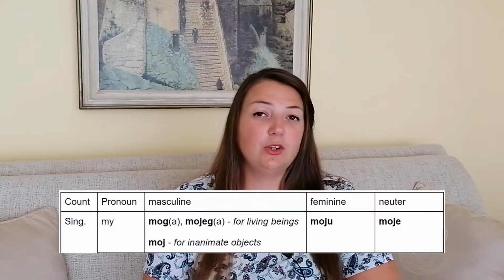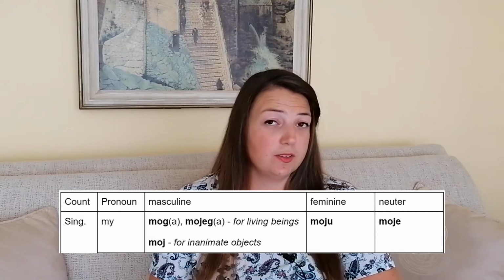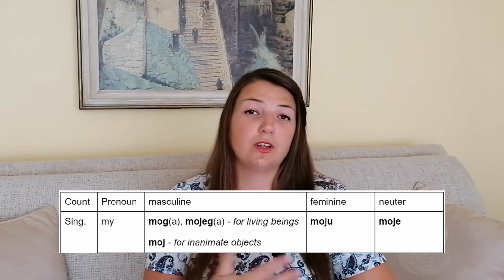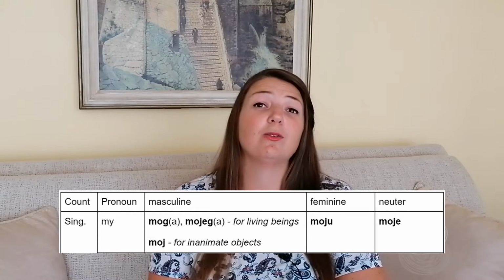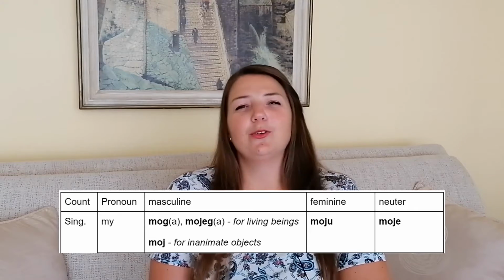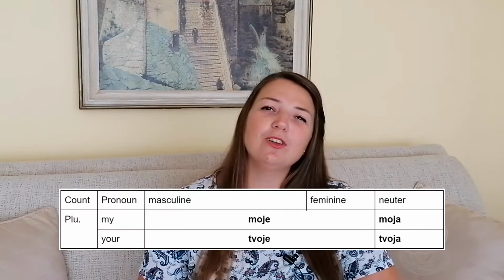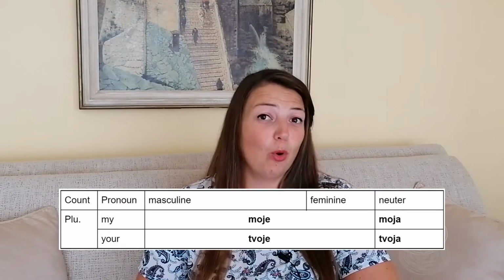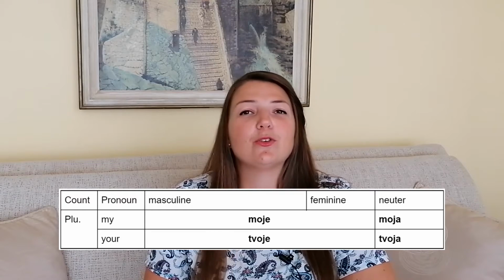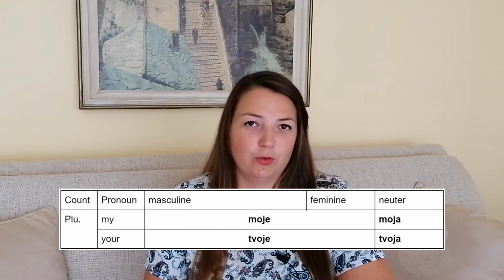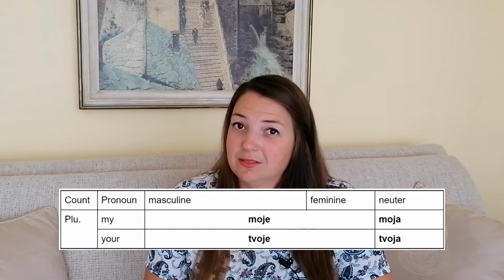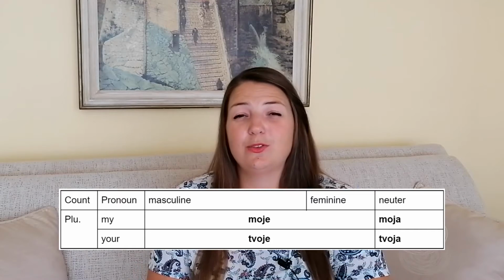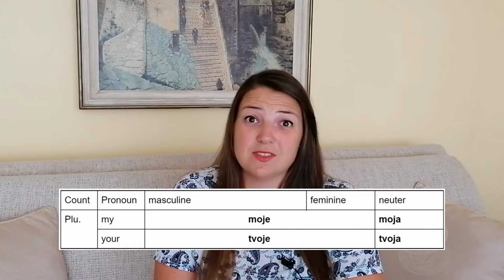The feminine and neuter, these are their forms. Moju is feminine and moje is neuter, or tvoju, tvoje for the possessive pronoun your. Please also notice the plural form. The plural form is the same for the masculine and feminine, and it's moje or tvoje, and the neuter form is moja or tvoja. The reason why you need to learn these together with a noun is that you don't get confused with all these forms that are the same.